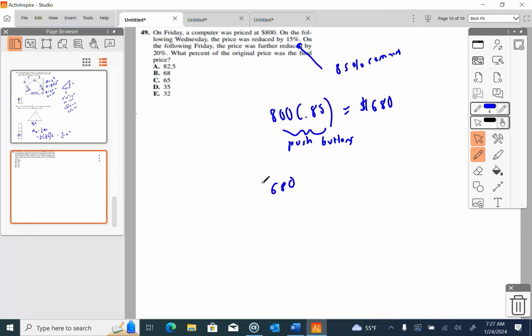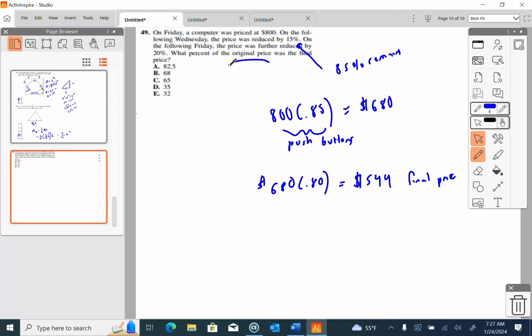So I take 680 and I multiply it by 0.8, what remains, because I took another 20% off. And what do I have here? I need to take away $136, right? So 544. That's the final price. As long as I'm doing my math right. 544. I'm pretty happy with that.